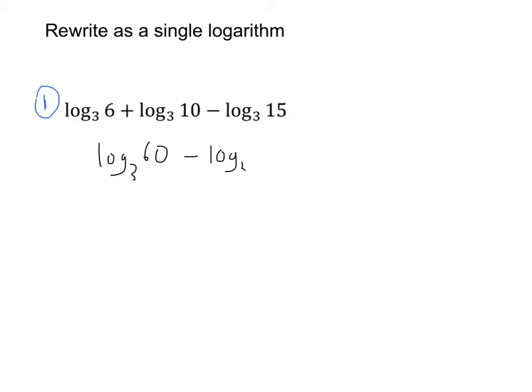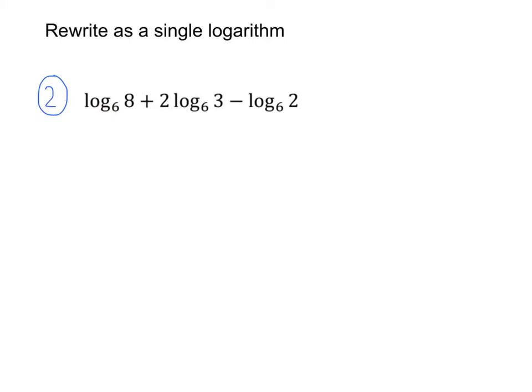And then I need to subtract. If I have log base 3 of 60 minus log base 3 of 15, this is actually equal to log base 3 of 60 divided by 15, which is 4. So this is equal to log base 3 of 4. This whole thing, we can simplify using our properties, and it is equal to log base 3 of 4.